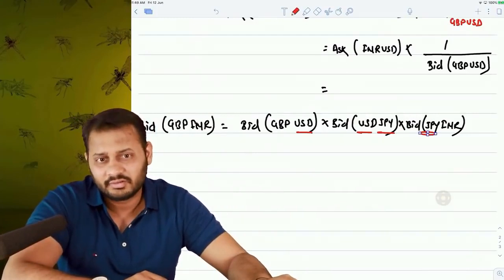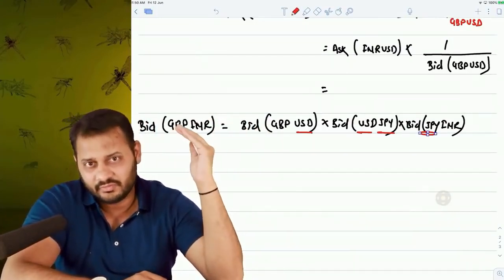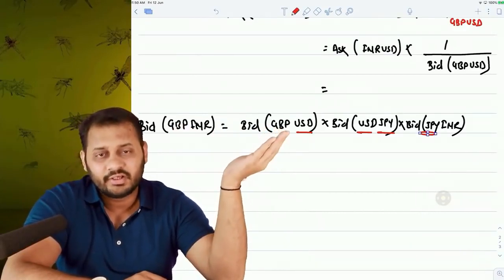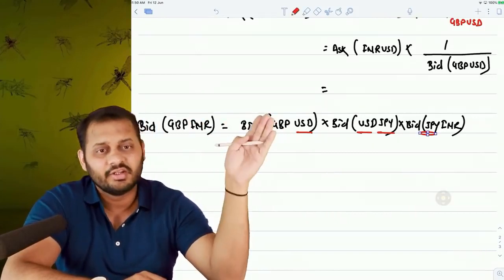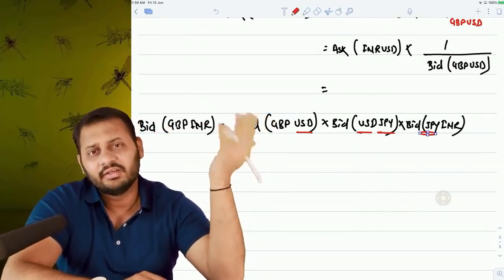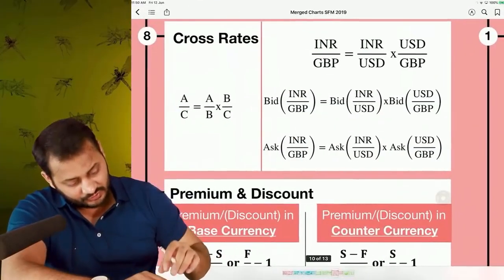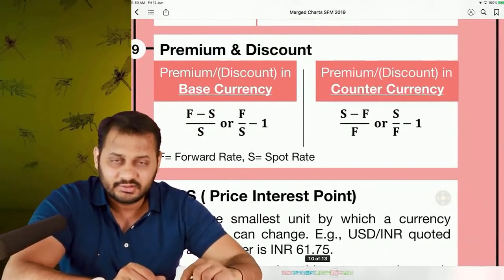It's not difficult. So the first thing is to frame an equation according to the requirement. The second step is to find out if the quotes are really given in this form. If not, convert your requirement into what is given in the question, and then take the rates. So this is the cross rates, and then comes the premium and discount. You learned about this.